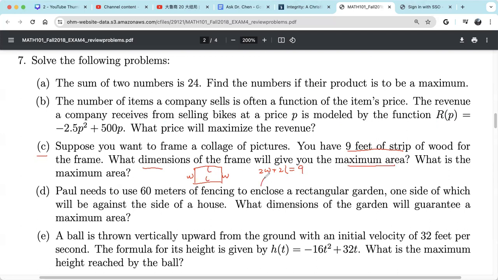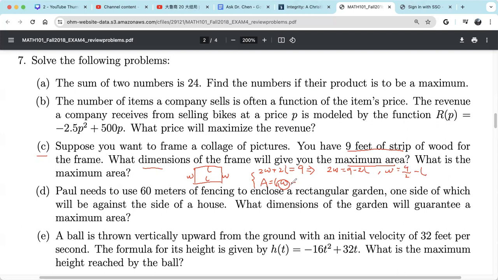Let's call the area A. The area of this rectangle is length times width, L times W. So we have those two equations to work with. We want to substitute W in terms of L, or maybe we do the same for L. It doesn't really matter. If we rewrite 2W, 2W equals 9 minus 2L. Then we divide by 2, W equals 9 over 2 minus L.